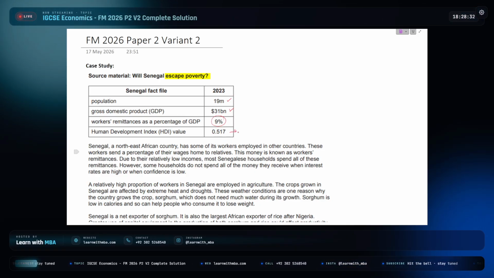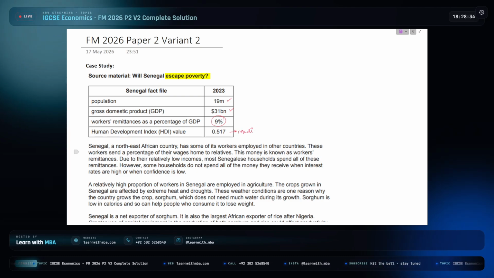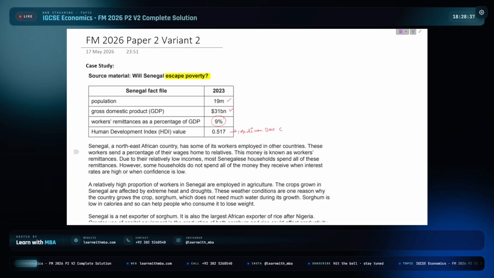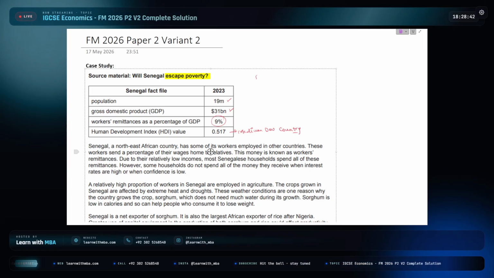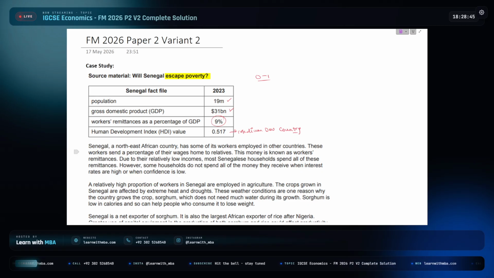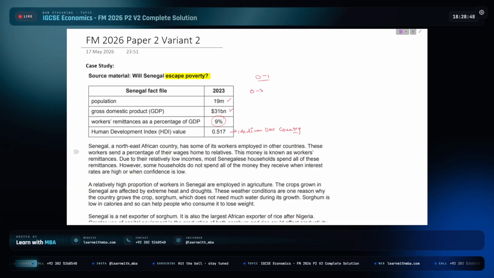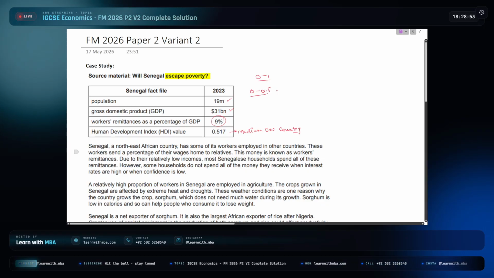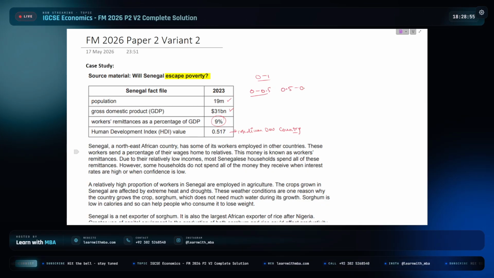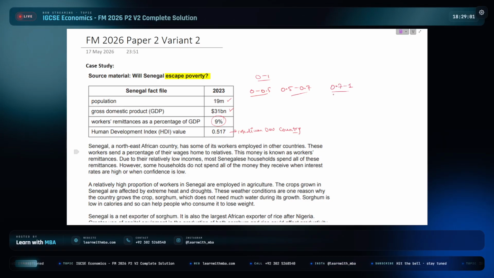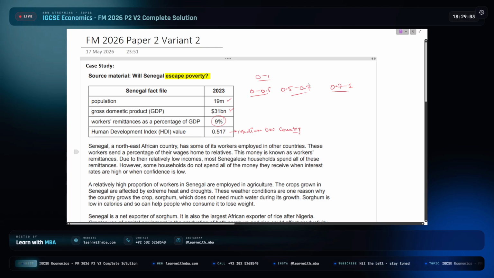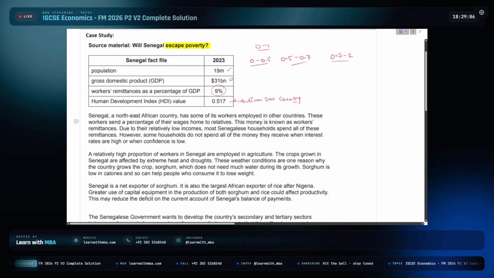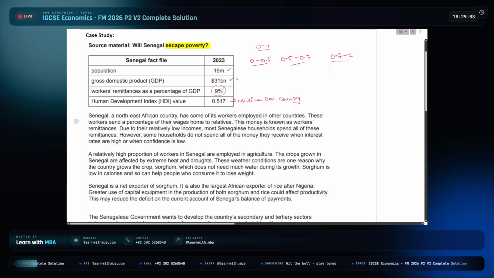So a 0.5 HDI value means that it's a medium developed country, right? HDI value ranges from 0 to 1, and if it's between 0 and 0.5, it's a low developed country. If it's between 0.5 and 0.7, a medium developed country. And from 0.7 to 1, it's a highly developed country, right? So it's at a medium level of development, neither a very low developed country nor a very high developed country.